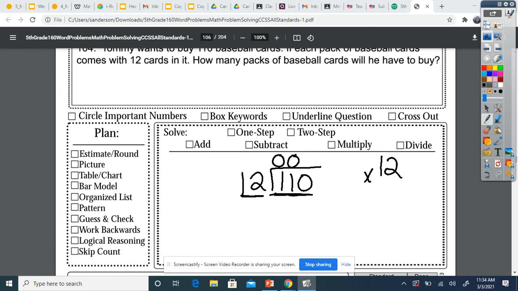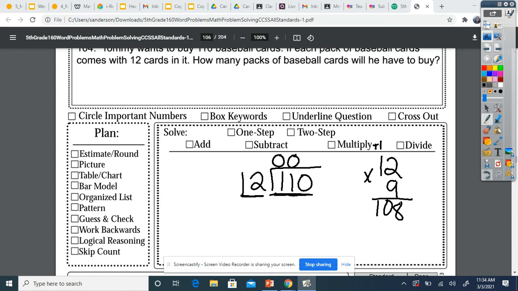So I'm going to do 12 times 8 and see what I get. 8 times 2 is 16. 8 times 1 is 8, plus 1 is 9. So we're still not over yet, so let's try 9. 9 times 2 is 18. 9 times 1 is 9, plus 1 is 10. 108. We're not over yet, but we know if I did another 12 or times it by 10, I'm going to go over 110. So 108 is my sweet spot. I need to stay there.